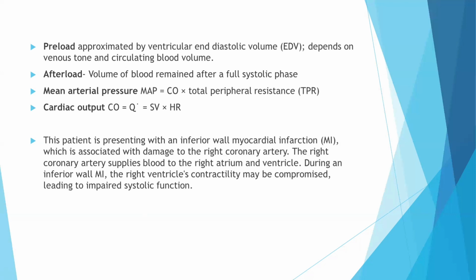Now, this patient, who is presenting with an inferior wall MI, has damage to the right coronary artery. The right coronary artery supplies the blood to the right atrium and the right ventricle. Now, during an inferior wall MI, the right ventricle's contractility may be compromised, which leads to impaired systolic function. So when the right ventricular contractility is compromised, then there will be impaired systolic function.